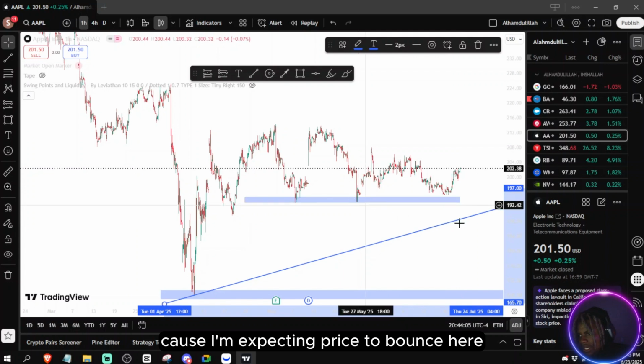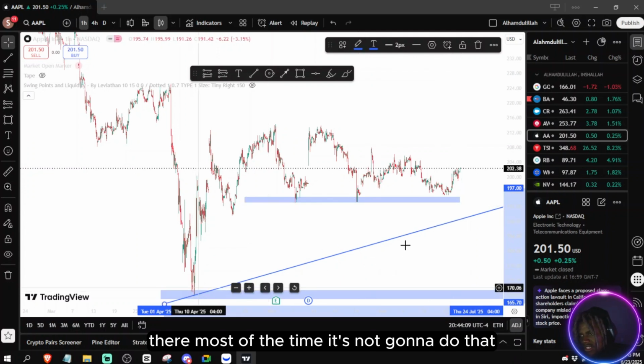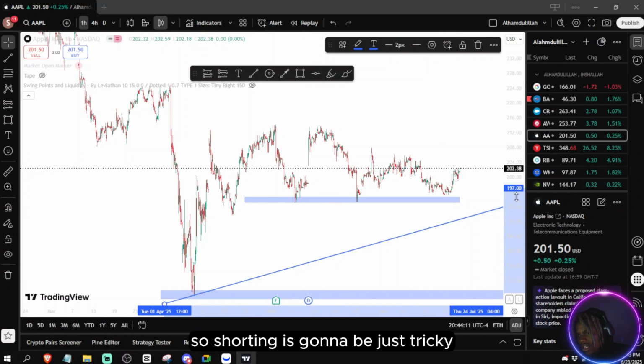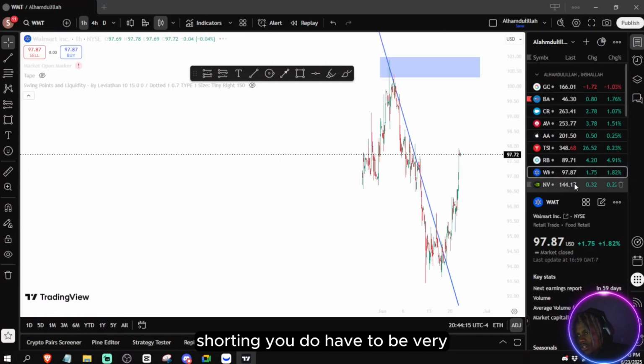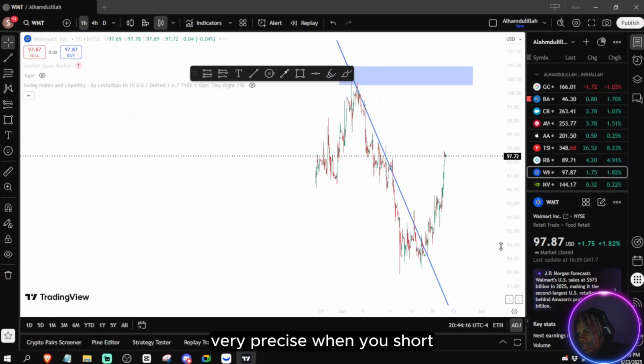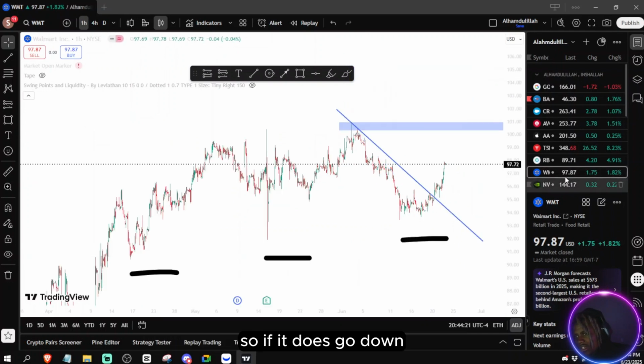Because I'm expecting price to bounce here. I don't believe it's going to gap fill all the way down there. Most of the time, it's not going to do that. So shorting is going to be just tricky. Shorting, you do have to be very, very precise when you short, because the goal of the market is for it to go up. So if it does go down, it's not going to go down for very long.